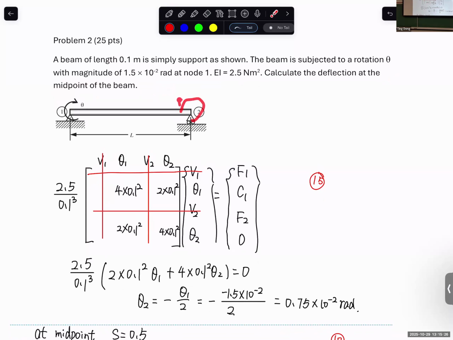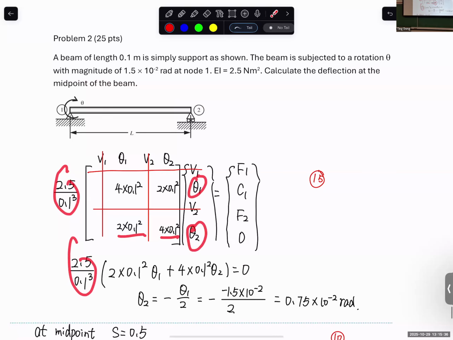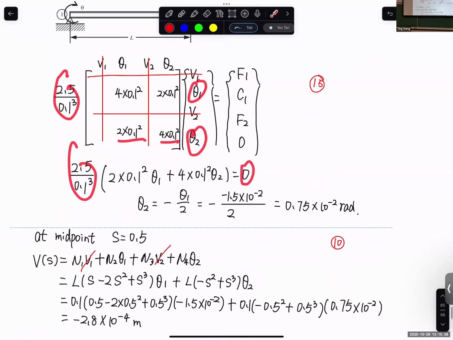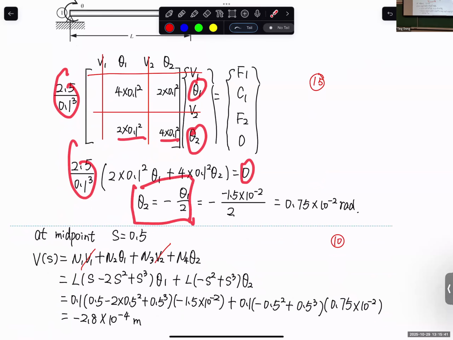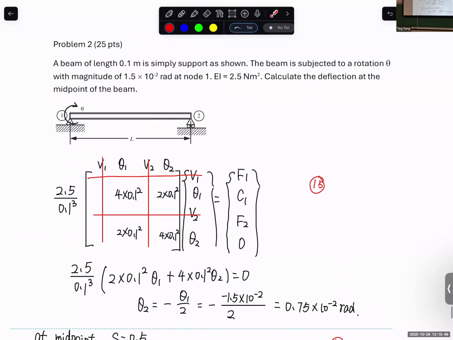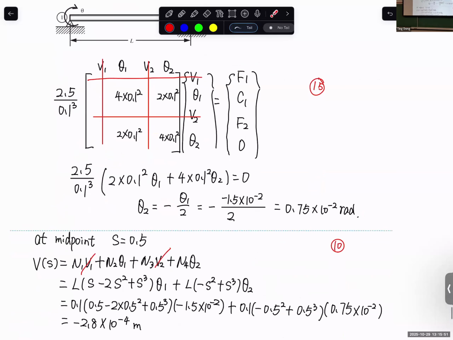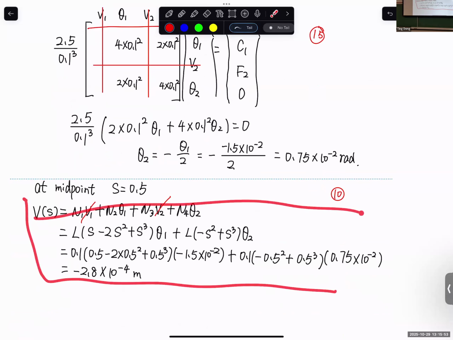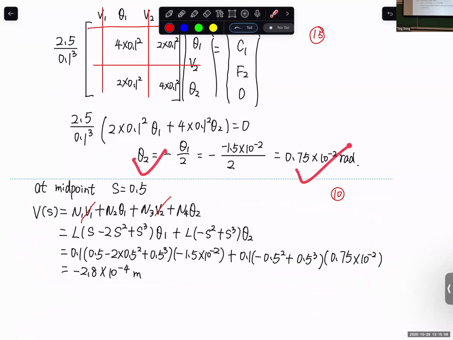Since there's no couple applied here, this one should be 0. So now let's check this one. This coefficient times theta1 and this one times theta2 equal to 0. And then you can get theta2 equal to negative half theta1. So now you have theta2. And once we have theta1 and theta2, we can do the interpolation. Of course, at the midpoint, s equal to 0.5, the shape function is given with theta1 and theta2. Theta1 is given, theta2 is calculated, and you plug in, you get the deflection at the midpoint.